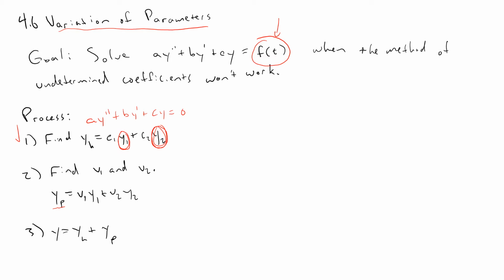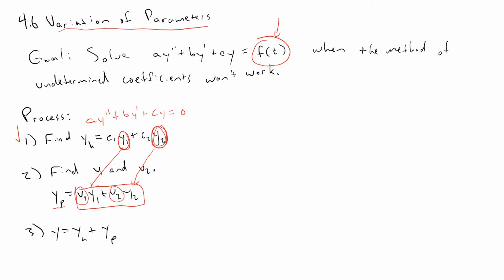Our particular solution is going to look like this. It's going to be v1y1 plus v2y2, where y1 and y2 are exactly what we found in step 1. So then all that's left is we need to figure out some function v1 and v2 to attach to those. Now we have a specific formula for v1 and v2 that I'll show you in just a second, and this is where the integrals will come in.